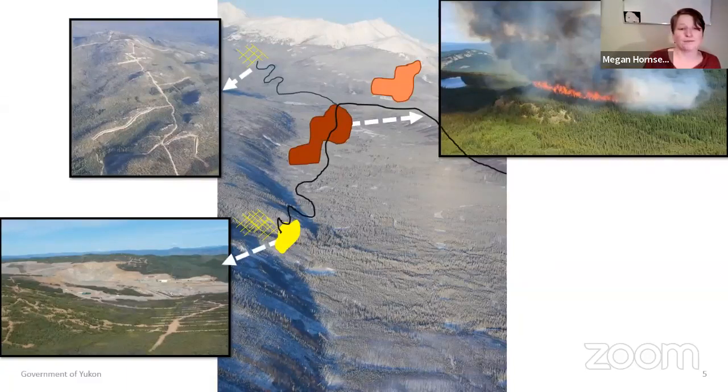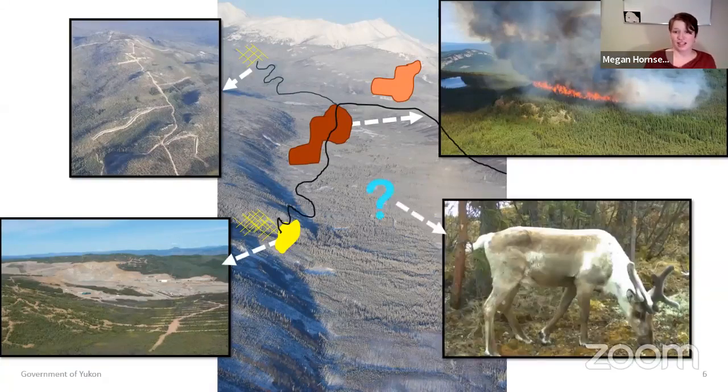And maybe with that road, the other site for mineral exploration also wants a road. So now we have all these things going on in the landscape. And really what we're trying to do is understand how that affects different values.